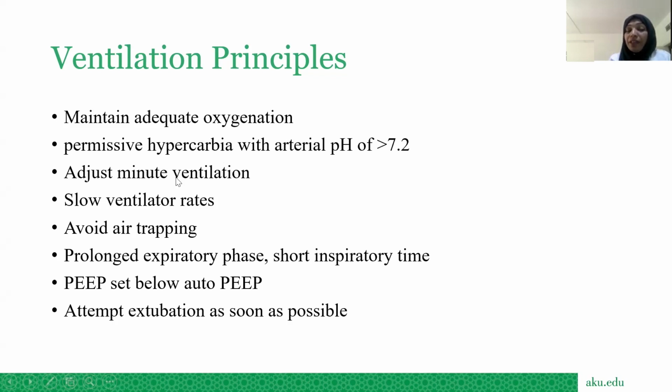Give slow ventilator rates. This is really important. Normally, when the patient is retaining carbon dioxide, we give an increased respiratory rate. This is not the thing in asthma. In asthma, you have to give slow ventilator rates so the patient has adequate time for expiration. Air trapping should be avoided. Use a prolonged expiratory phase and short inspiratory time. Normally we keep the inspiratory to expiratory ratio at 1:2. In an asthma patient, we keep the IE ratio at more than 1:2. It should be kept between 1:3 to 1:4. PEEP should be set below the auto PEEP, and the patient should be attempted to extubate as soon as possible.